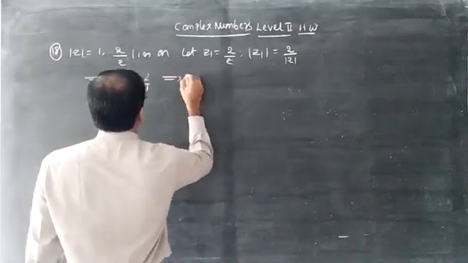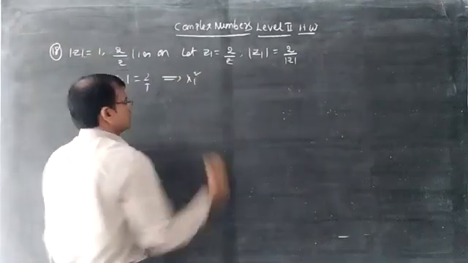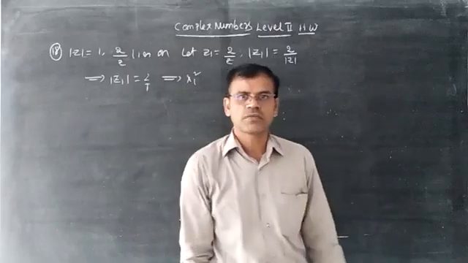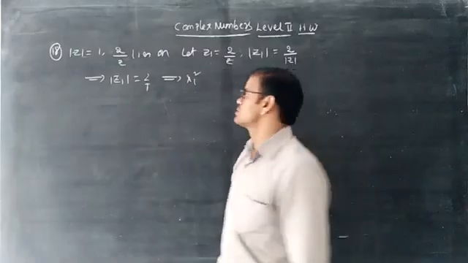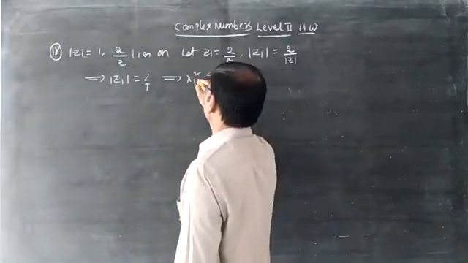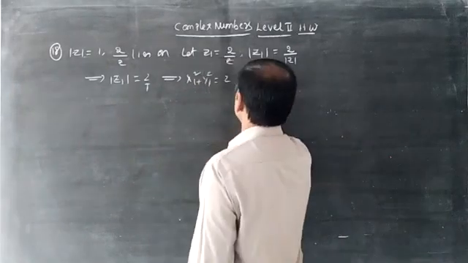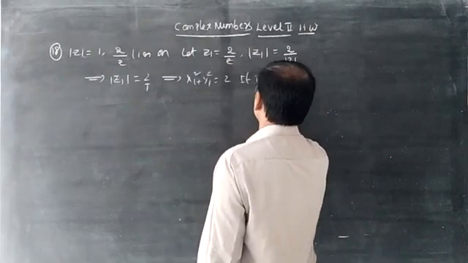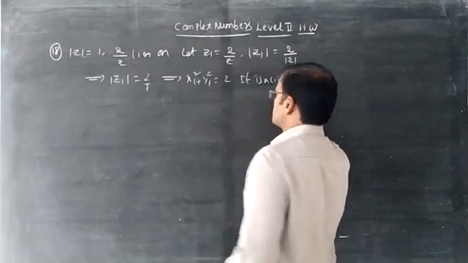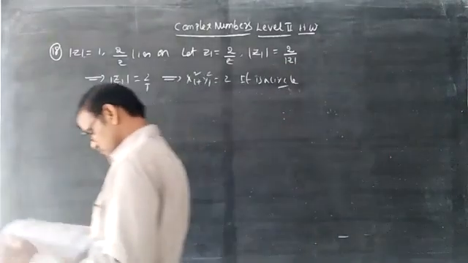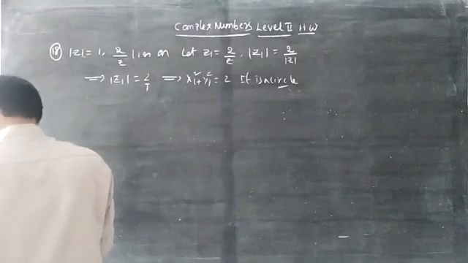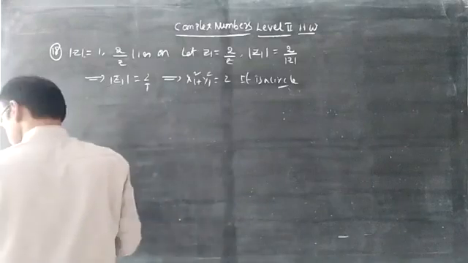So what is the point of Z1? Z1 is equal to x1 plus I y1. Taking modulus, you can write x1 square plus y1 square is equal to 2, of course. So it is a circle. So locus is nothing but a circle. Now, 19th question.